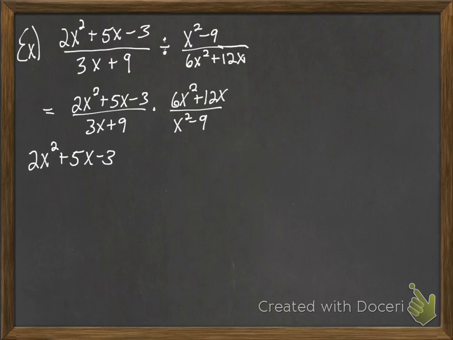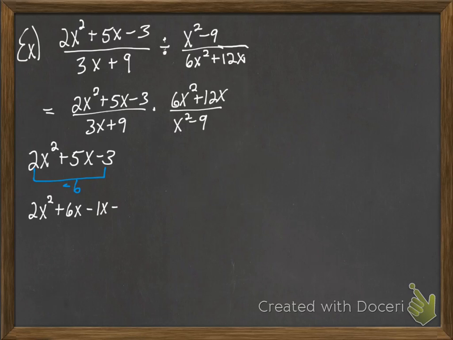And I say, okay, I have something in front of the squared term that I just cannot take out. So we look at the product of the squared term and the number term, and then we need to find two numbers that will multiply to be -6 and add to be 5. The two numbers that we're going to need are actually a +6 and a -1.